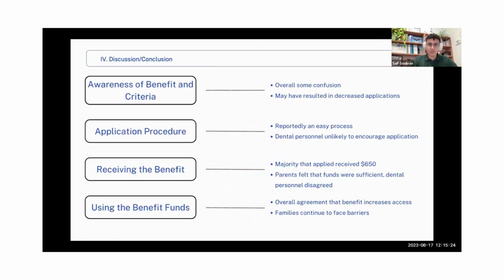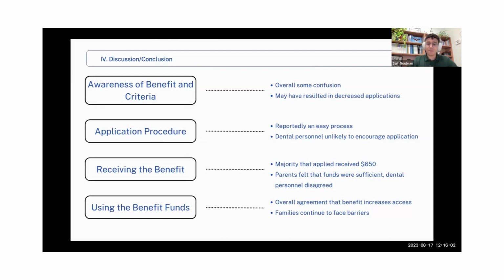Now, to summarize some of these results, in terms of awareness, we see that overall there was some confusion about some eligibility criteria, and that was specifically on the dental personnel side. And this may have resulted in decreased number of applications if parents didn't know that they were eligible. In terms of the application procedure itself, we see that of the parents that applied, they reported that it was an easy process. However, dental personnel were still unlikely to encourage a client to apply to the benefit. In terms of receiving the benefit, most parents that applied received it and even received the full $650. And while parents felt the funds were sufficient, dental personnel disagreed.